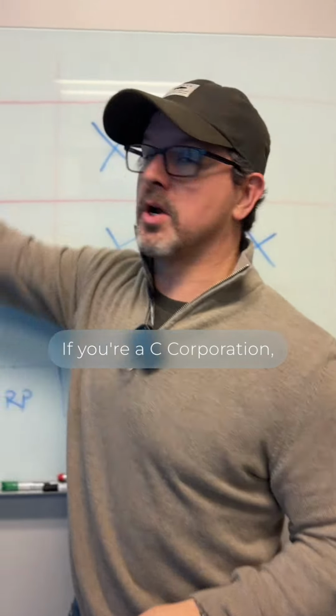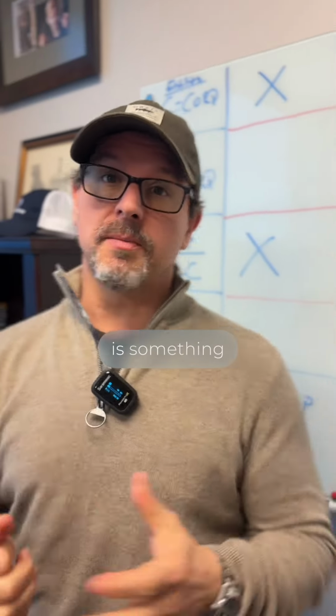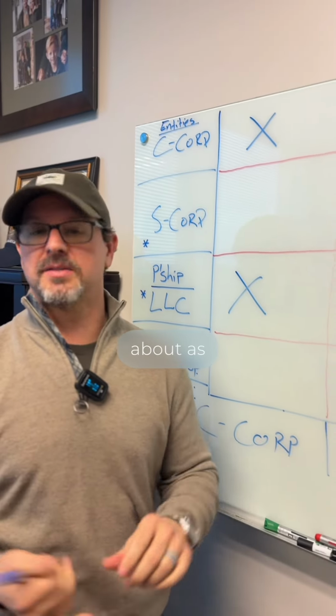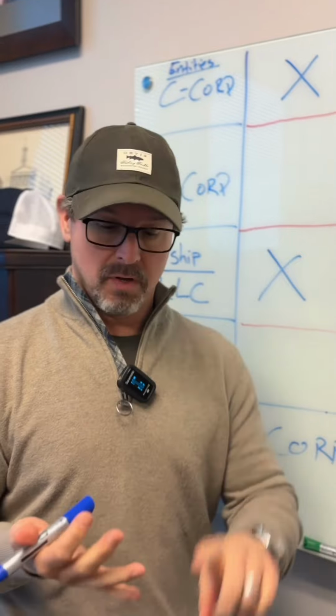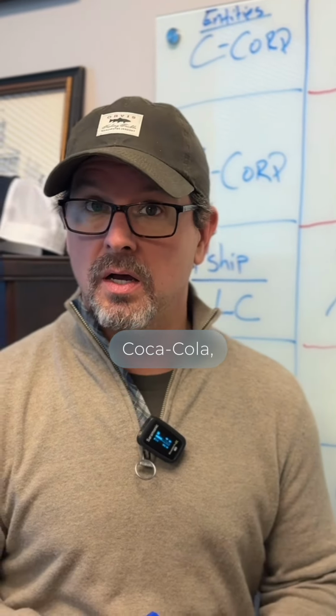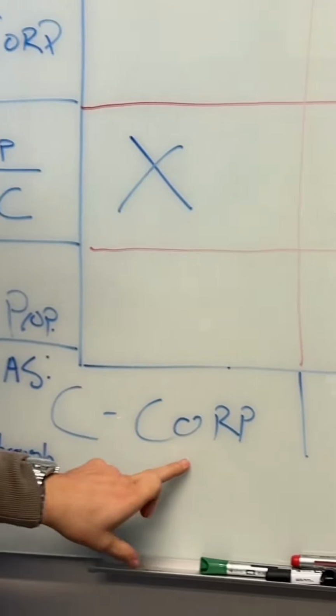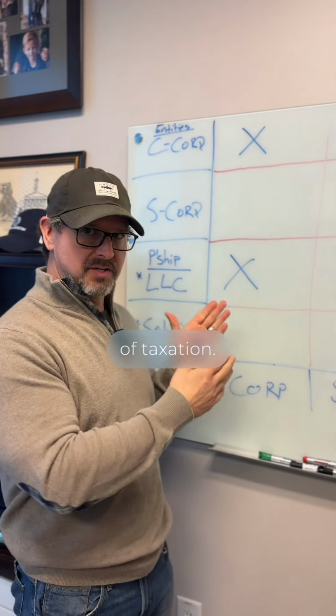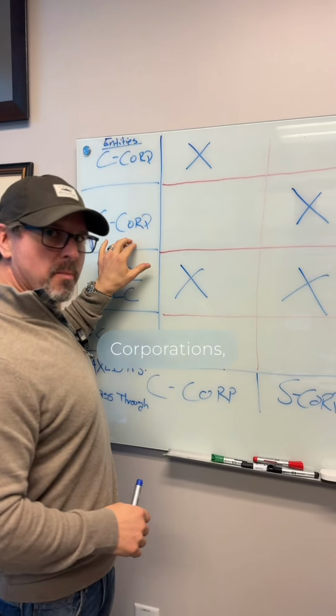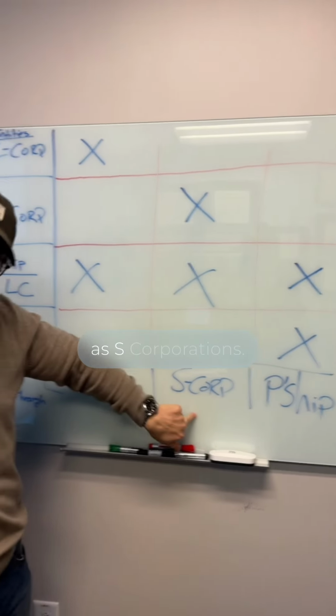If you're a C corporation, and a C corporation is something everybody knows about as a company like Apple, Microsoft, Coca-Cola, those are C corporations. C Corp is only taxed as a C Corp. Double layer of taxation. Once we get into S corporations, they are taxed as S corporations.